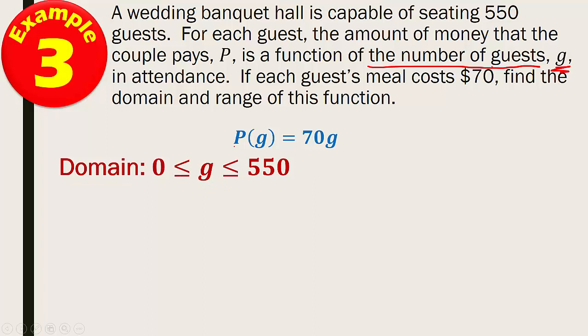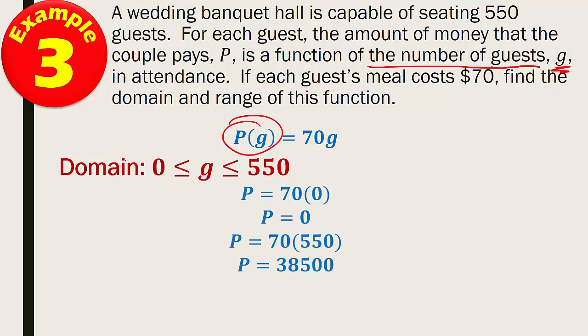Now to find the range, all we have to do, because now we're finding this, is replace G with this number and find your answer, and then again with this number and find your answer. So if I plug in 0, I get 0. If I plug in 550, I get 38,500. So my range is written like that. P is greater than or equal to 0, but less than or equal to 38,500.